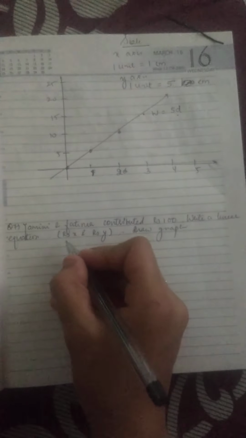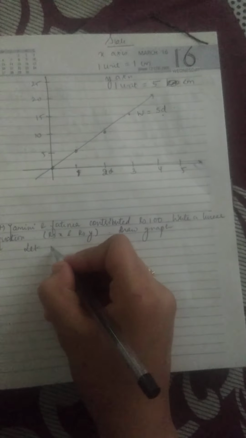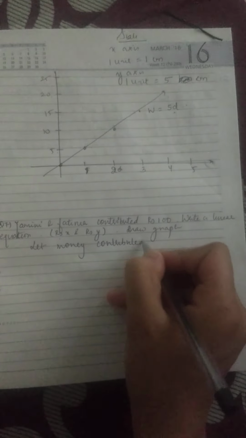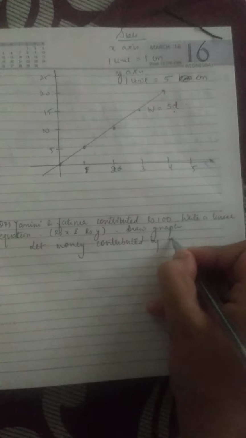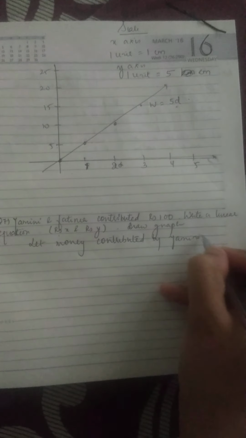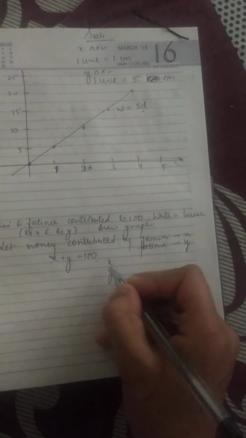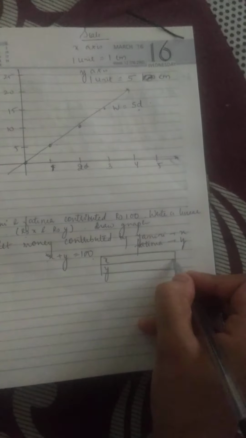Next question. Yamini and Fatima contributed rupees 100. Let the money contributed by Yamini be rupees x and by Fatima be rupees y. So in total they contributed rupees 100. So x plus y is equal to 100 is our equation. Now we will find the solutions of this equation.